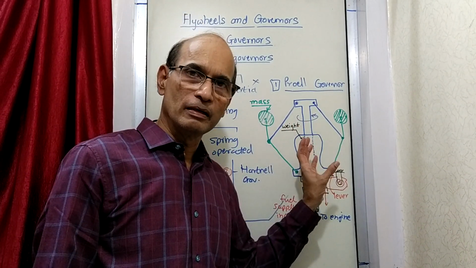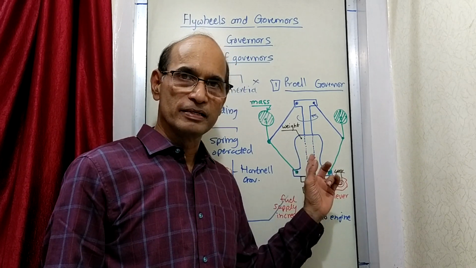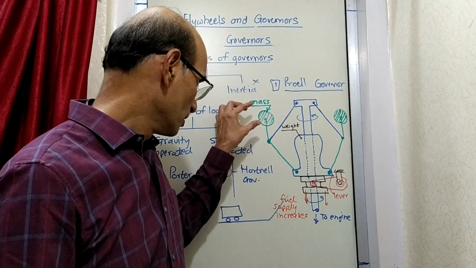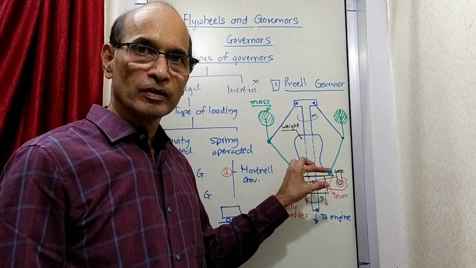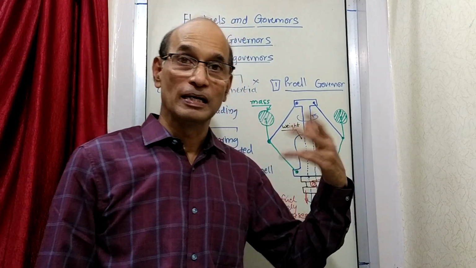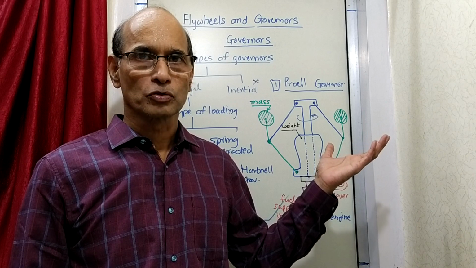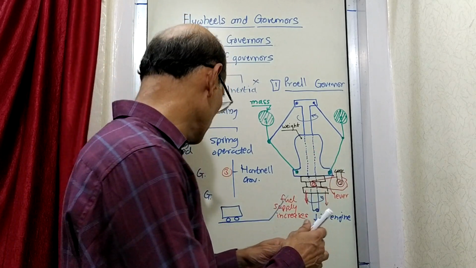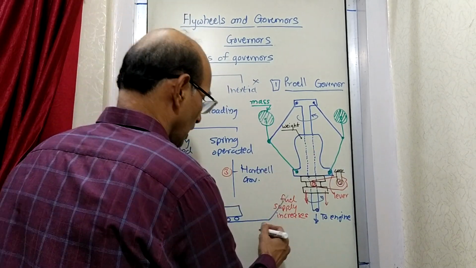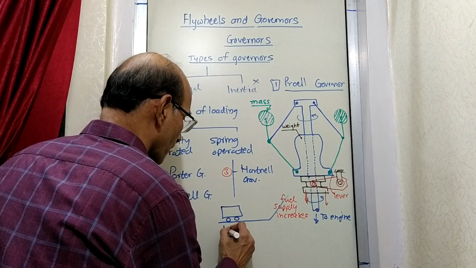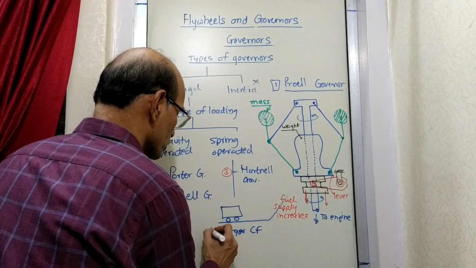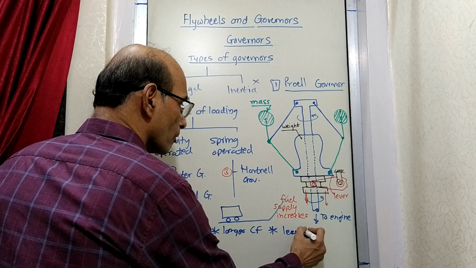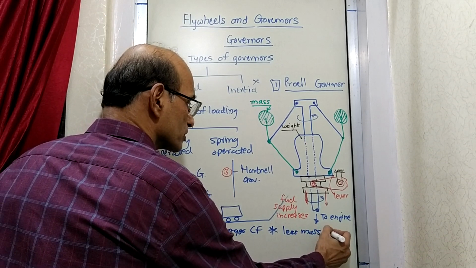Now there is some technical advantage in this as far as the theory behind it is concerned, which is proved by some mathematical derivation, which is not in our scope. But finally what happens is, because the masses are in this kind of position, the centrifugal force that is created is larger. So maybe with a lesser mass you can achieve the same centrifugal force. So maybe I'll write here, for the Powell governor you can say larger centrifugal force, so less mass is required.